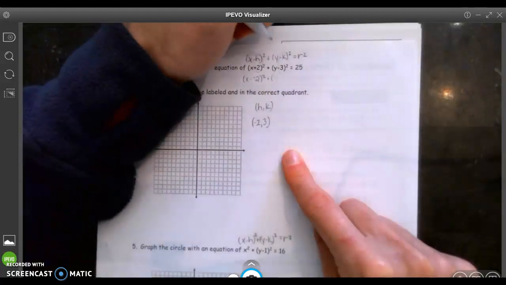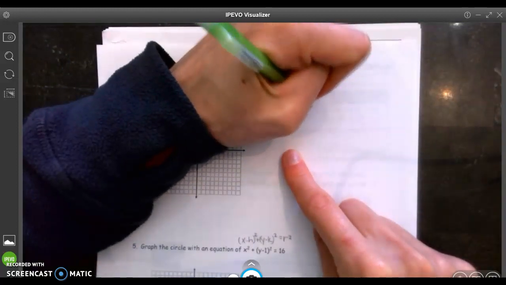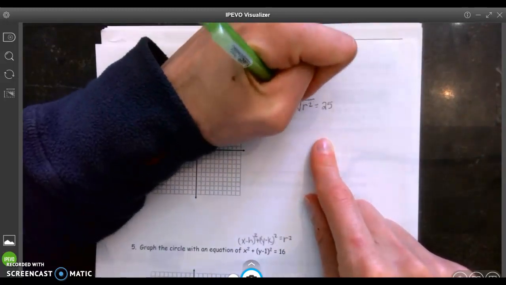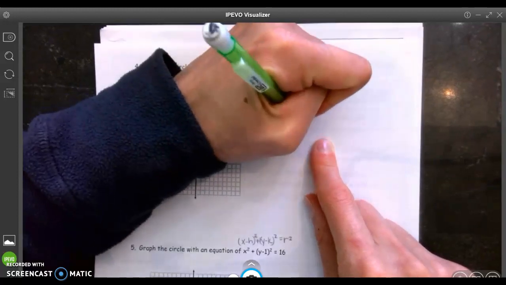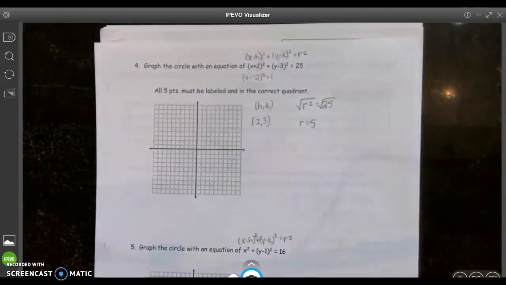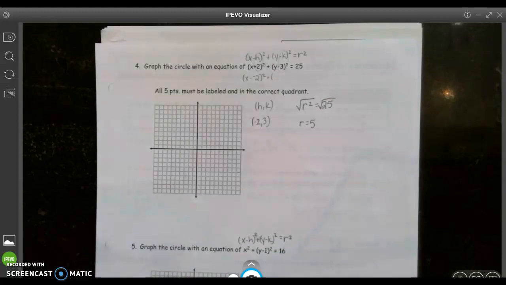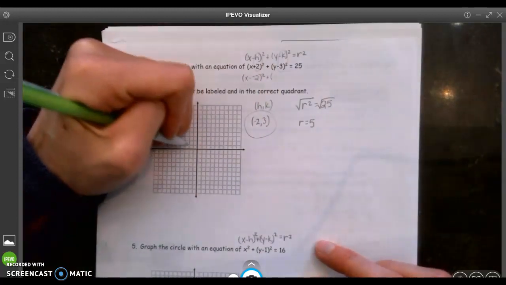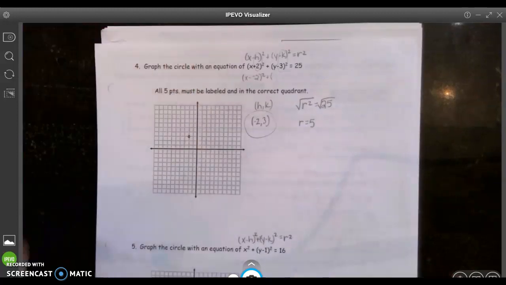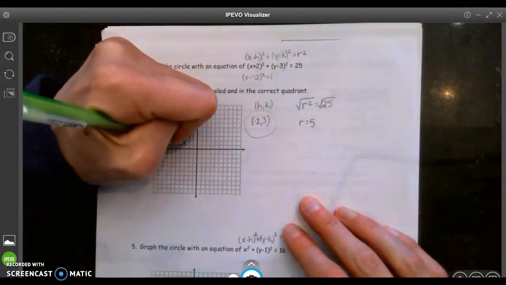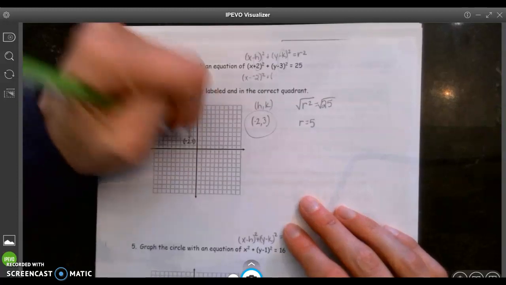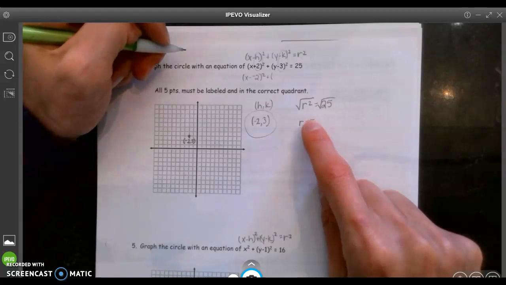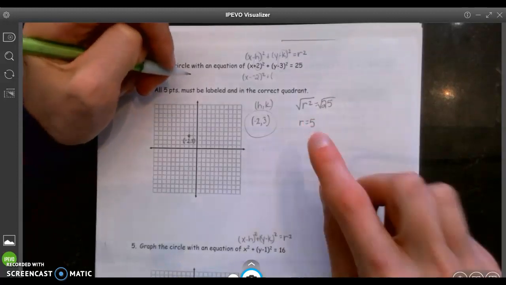And then to find my radius, r squared is 25. I want to take the square root of 25, and my radius is 5. So I'm going to graph using this center. I'm going to go left 2, up 3, and put a point. So that's my center, -2, 3. Then I'm going to use that radius to graph 4 more points.